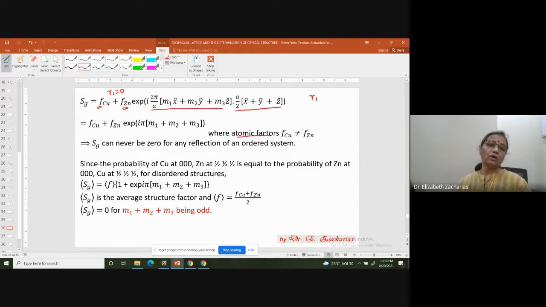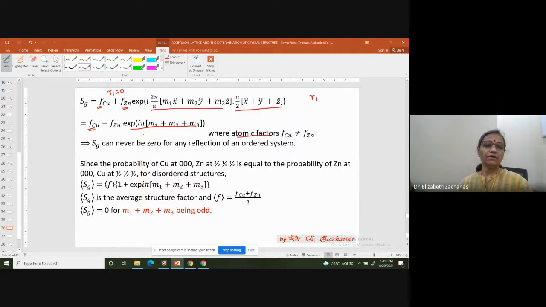Now when you simplify and write, you will not be able to write one common F and take it out of the bracket. You have to write F copper plus F zinc into this. So this is how you write the structure factor.